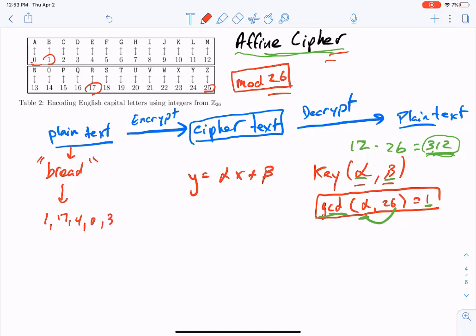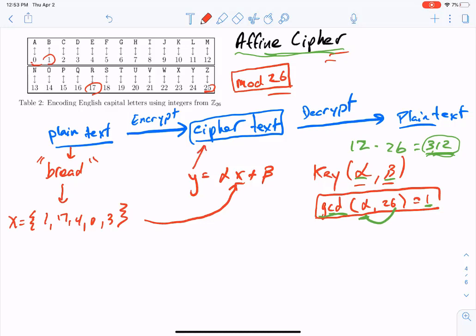This is the plain text. This is my domain, my X values, that are all going to go into here. So this is your plain text for X, and what's going to come out is your ciphertext. I'll call this Y, your ciphertext, right here.